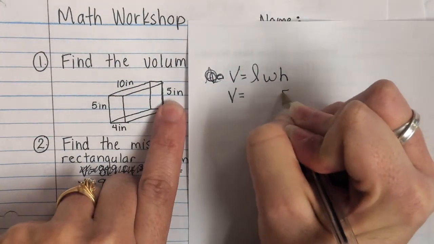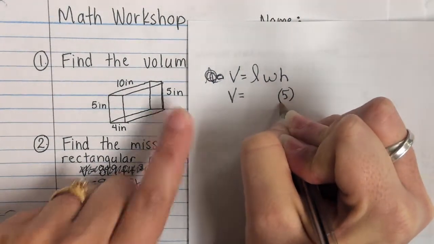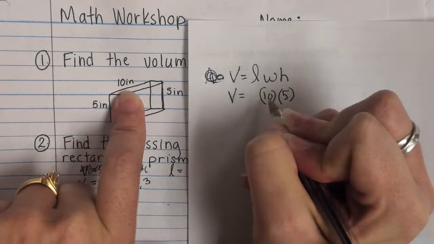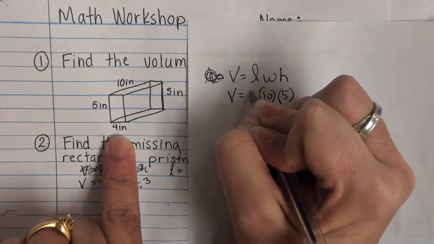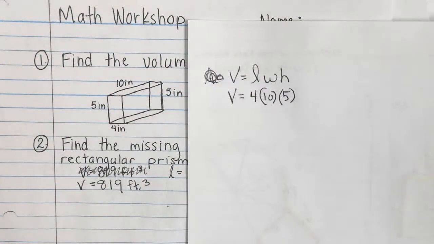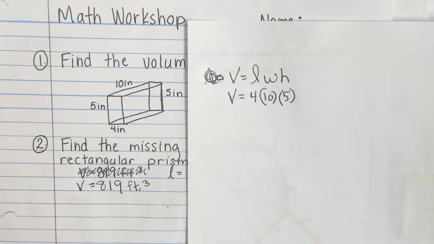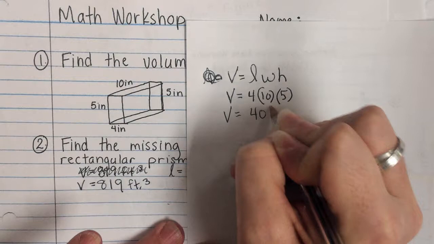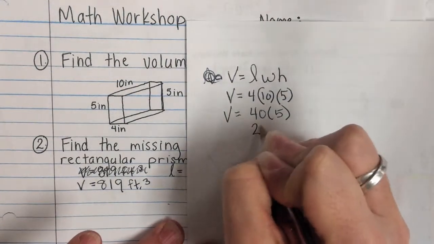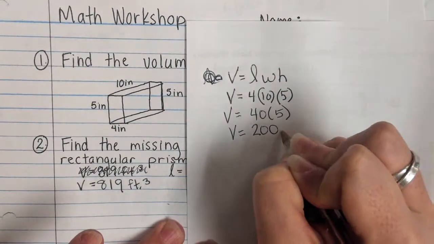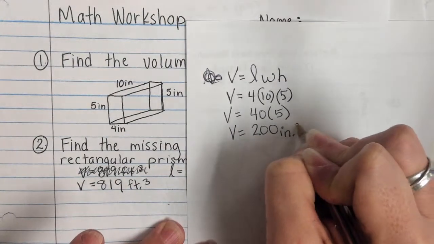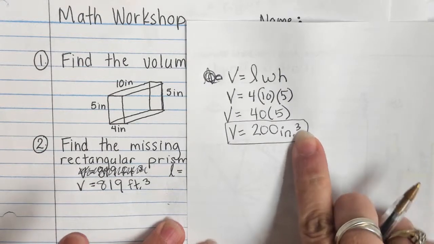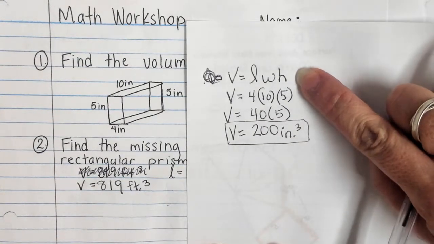I'm going to say my height is 5. My width is 10. And my length is 4. But to be honest, it doesn't matter what order you have them in. In the end, we should all get 200. Volume is always cubed, or to the third power, because it is three numbers you're working with.